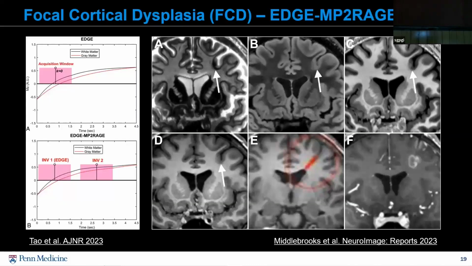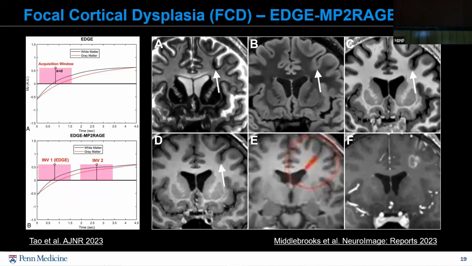In our search for FCDs, I want to point to a few exciting developments. One is the EDGE sequence from Eric Middlebrooks and his colleagues at Mayo Clinic in Florida. EDGE uses an inversion pulse time to null voxels that contain both gray and white matter. So it gives you this very nice etching artifact at the gray-white interface, as you see in panel A.